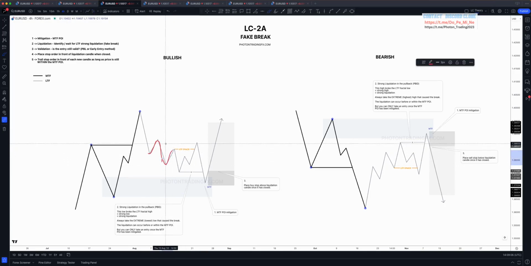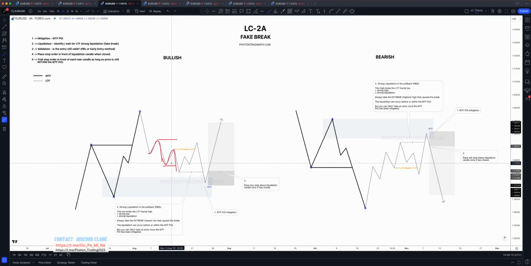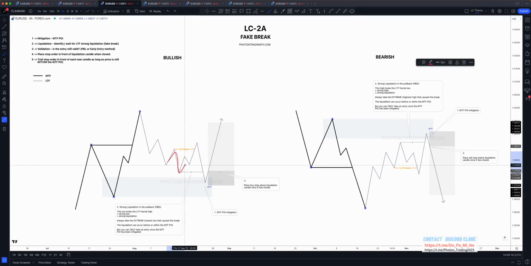Price comes up, it fails to break that high to the left. It doesn't cause a bullish CHoCH. Okay, so when price comes down, that is not a strong liquidation because this is a weak low. It did not break any structure. Okay, so we follow it down. Now this low eventually breaks the fractal high on the lower time frame. Okay, so for me that would be the M5, and it causes a bullish lower time frame change of character.